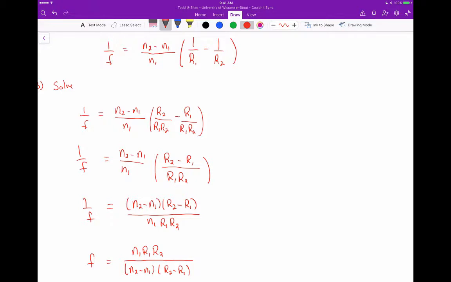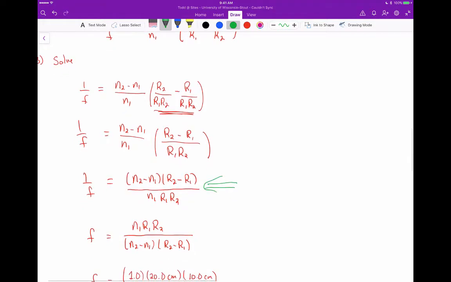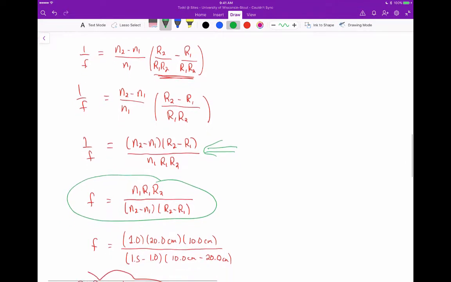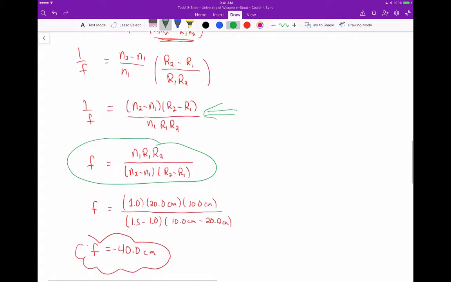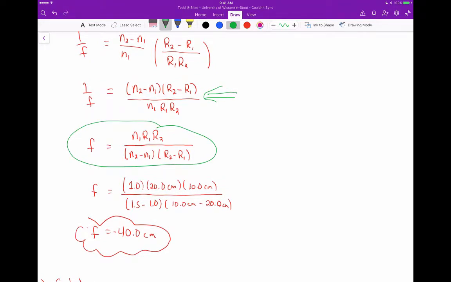What I need to do is get a common denominator for this term here, and then combine everything until I have a single fraction on both sides of the equation. Once I have a single fraction, I can then just flip everything over. And so we end up with this as my resultant equation for the focal length. This is true in general, not just for this problem, but for any problem where you're using the thin lens equation. And by plugging my numbers in, I get negative 40 centimeters.